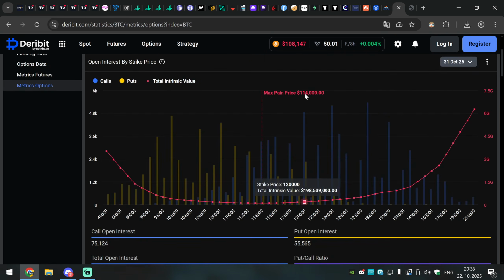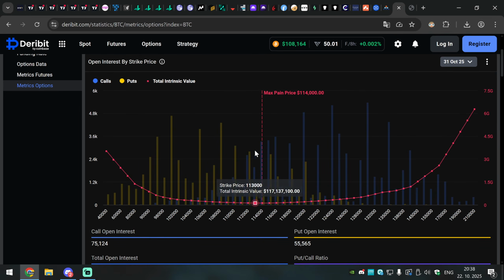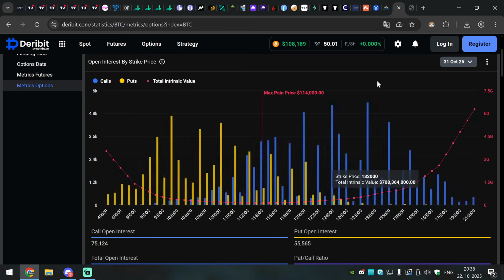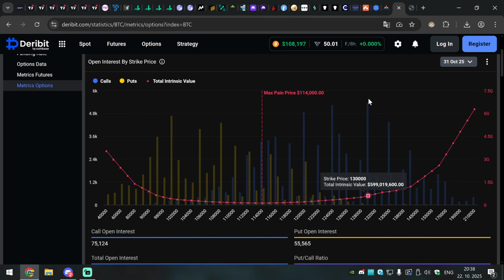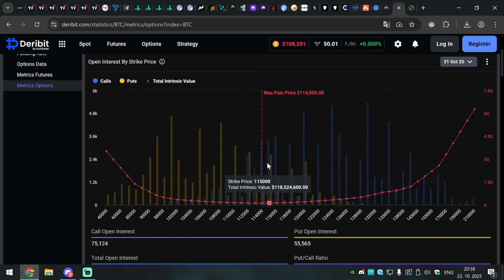You have the max pain point at 114k, which means below this point, most of the market participants, I would say over 85%, will not make a profit on options which were calling to the upside. That's why they are called calls. Their options will be expiring worthless or just not in profit. So this is one of the first reasons Bitcoin is acting weak.